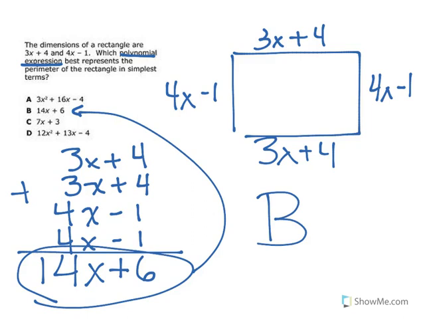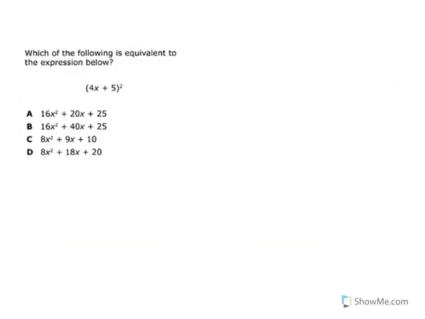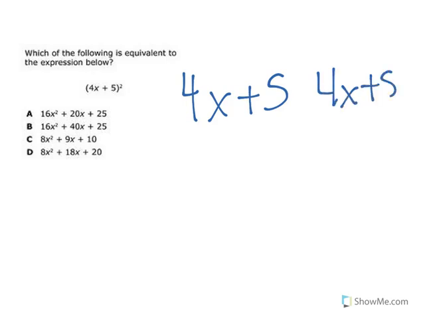Let's try another one. This is distributive property, but also combining like terms. So we have 4x plus 5 and another 4x plus 5. The exponent is 2, so that means I am multiplying it by itself. But this distributive property is a little bit more advanced. So you have to think about that.